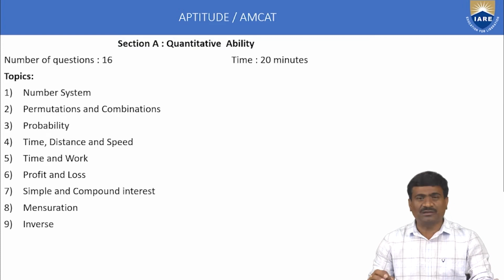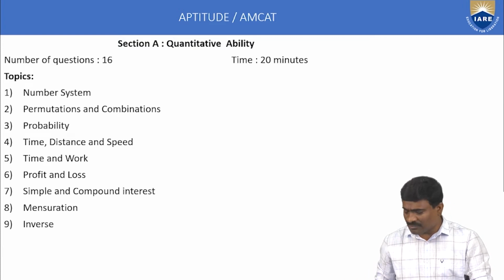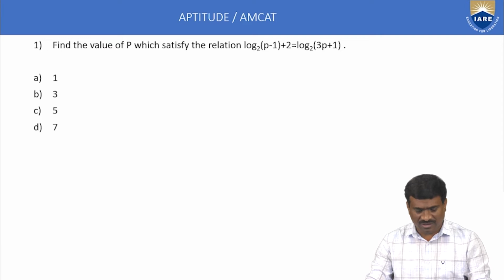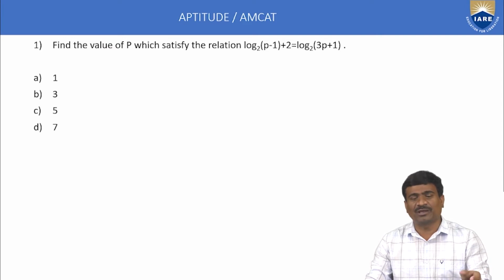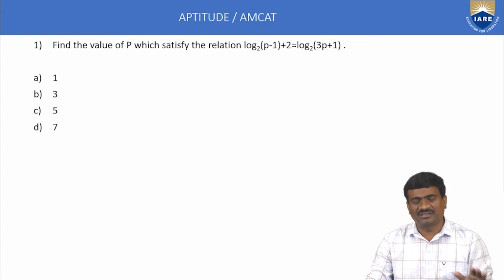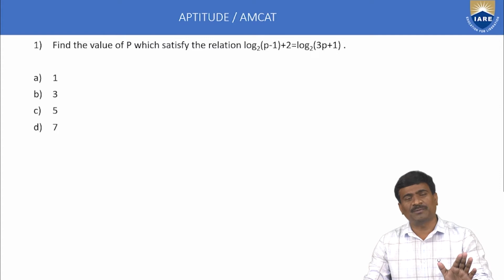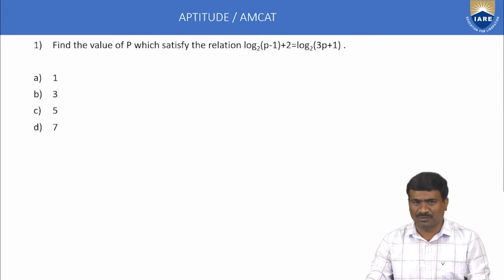Next, sample questions in the AMCAT test pattern, paper 3. Paper 3 examples. Number 1. Find the value of P which satisfies the relation log (P minus 1) base 2 plus 2 is equal to log (3P plus 1) base 2. Calculate the P value. This topic belongs to logarithm, which is under the number system topic, meaning properties of numbers.